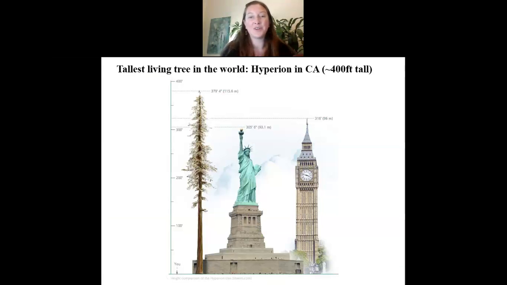So this is Hyperion compared to... All right, so it's almost 400 feet tall. Sorry, it's just shy of 400 feet. And this slide might be a few years old now, so maybe it's a little bit taller than this now. Right now, it's in the 380s or so. But look, compared to the Statue of Liberty, it's bigger. I think that's Big Ben next to that.